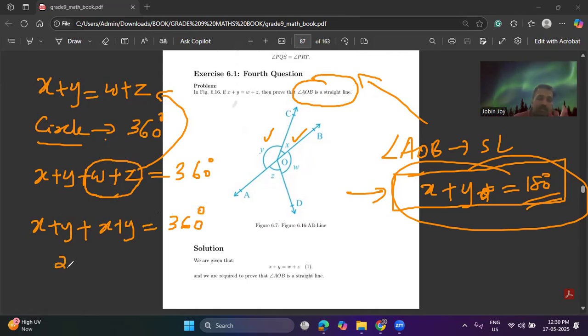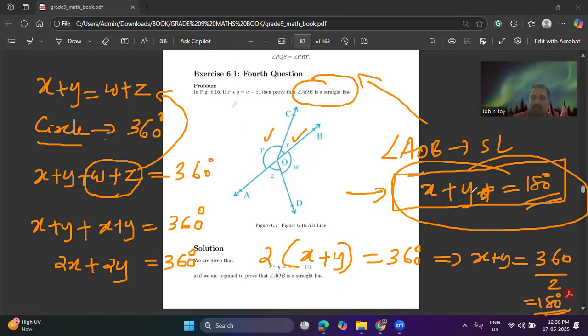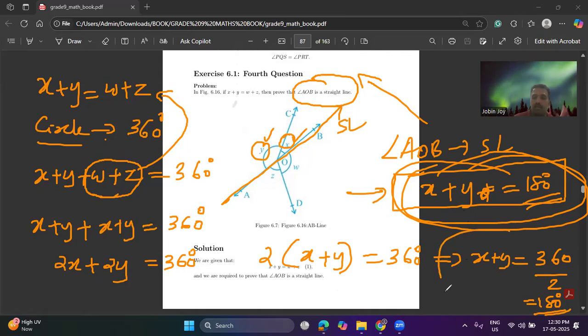So what is x plus x? 2x. 2x plus what is y plus y? 2y is equal to 360 degrees. So 2x plus 2y equals 360 degrees. So I am taking 2 outside. 2 into x plus y is equal to 360 degrees. So x plus y is equal to 360 by 2. What is 360 by 2? 180. So x plus y is equal to 180. If x plus y is equal to 180, then this will be a straight line. Hence proved, because here the value of x plus y is equal to 180 degrees.